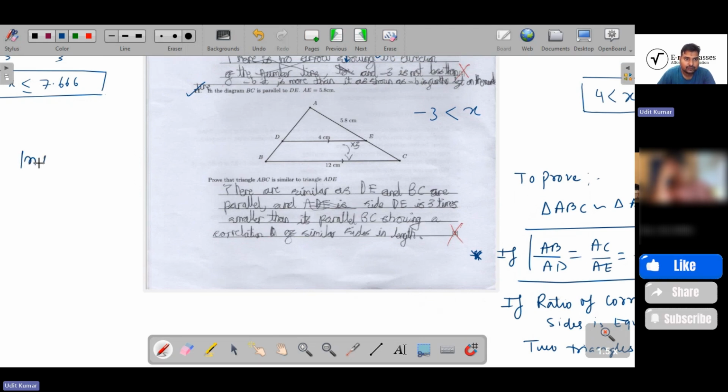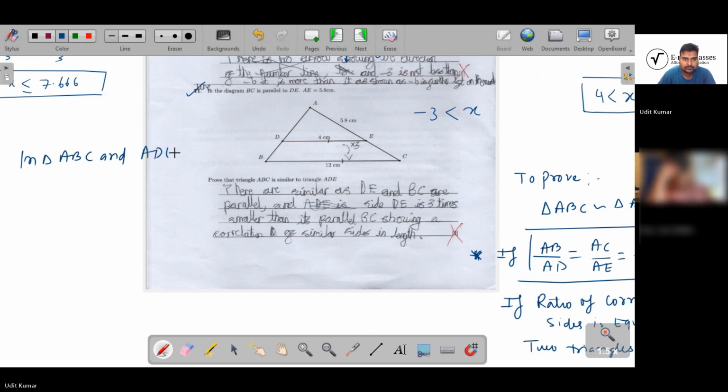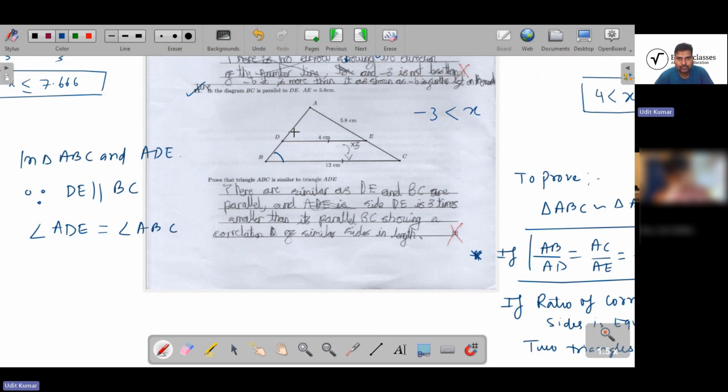Okay. In triangle ABC and ADE, since DE is parallel to BC, I can say that angle ADE is equal to angle ABC, right? Why are these two angles equal? Then I will give the reason. They are corresponding angles.